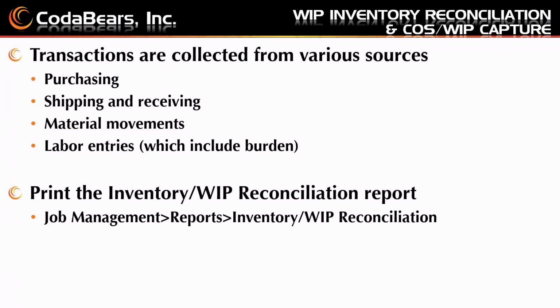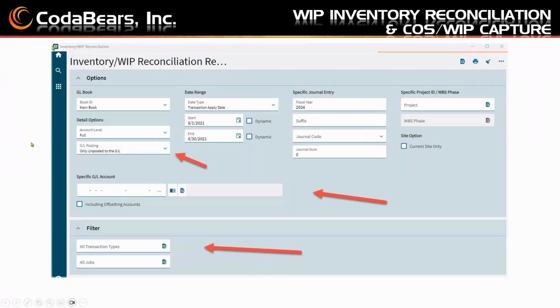So we're going to first print the inventory WIP reconciliation report. You could migrate in your system to job management, reports, inventory WIP reconciliation. You'll also find this under inventory management, reports, and then WIP reconciliation. Note that even though it's generally used by accounting, it's not found under any of the accounting modules. You can always have your IT staff put it on your menu so that you don't have to migrate to the other modules if you choose not to.